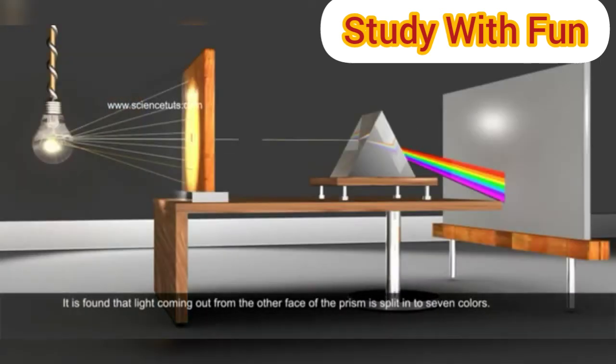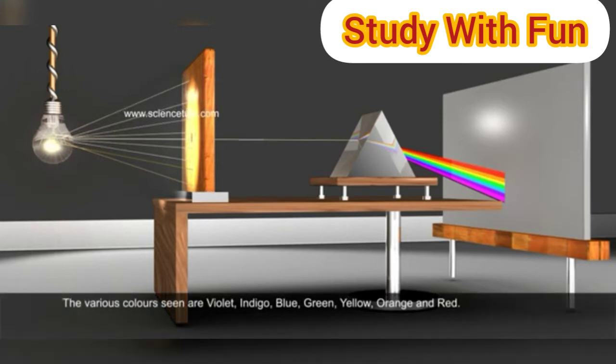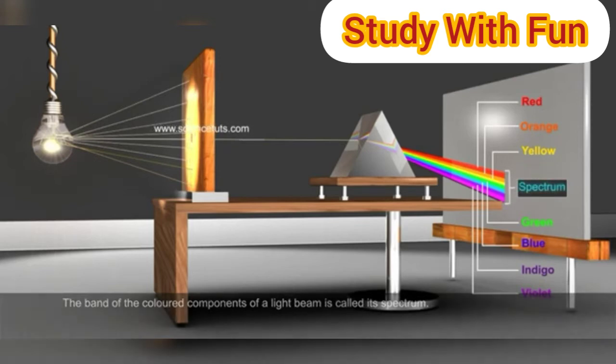It is found that light coming out from the other face of the prism is split into 7 colors. What are the 7 colors that you see on the screen? The various colors seen are violet, indigo, blue, green, yellow, orange and red. This phenomenon, the splitting of light into its component colors, is called dispersion of light. The band of the colored components of a light beam is called its spectrum.